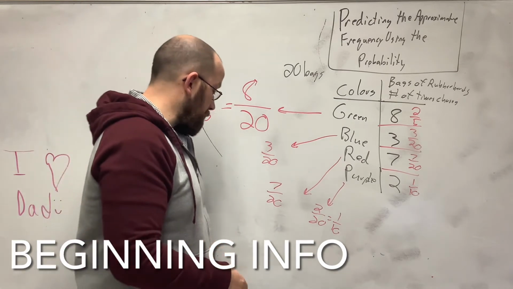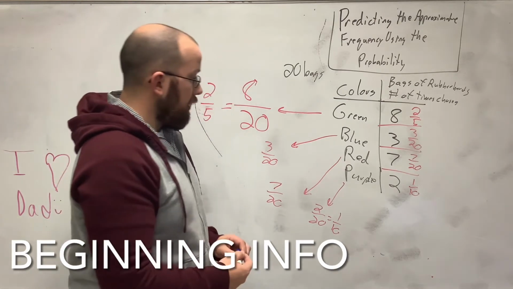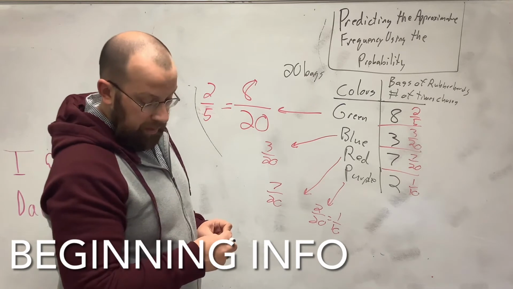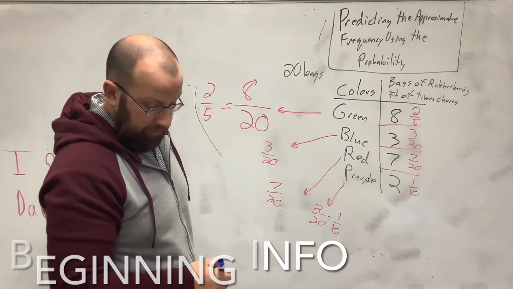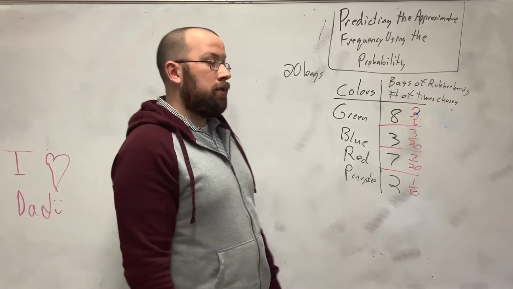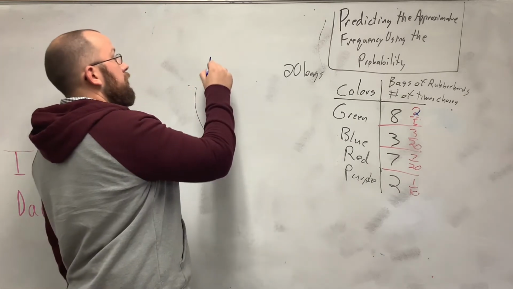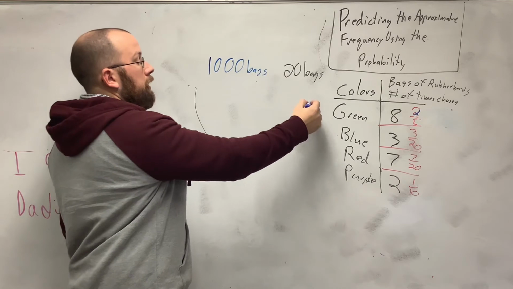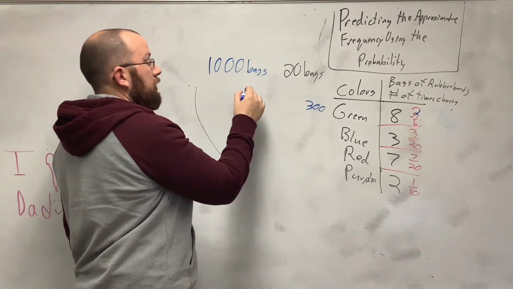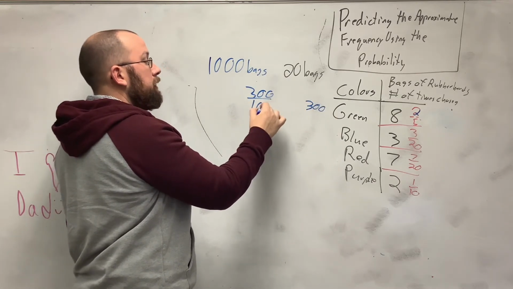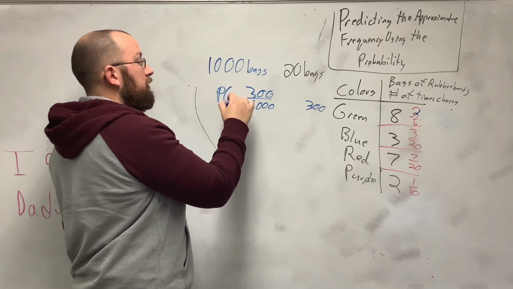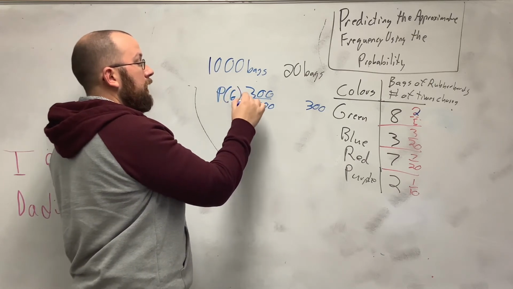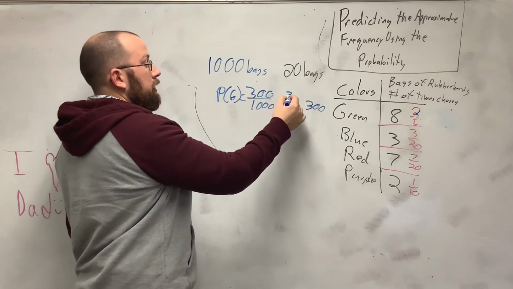Now, is it my probability? No. Let me find the probability. Let's say there's actually 1,000 bags in here. 300 are green, so that gives me 300 over 1,000. So the probability of pulling a green bag out is actually 3/10.